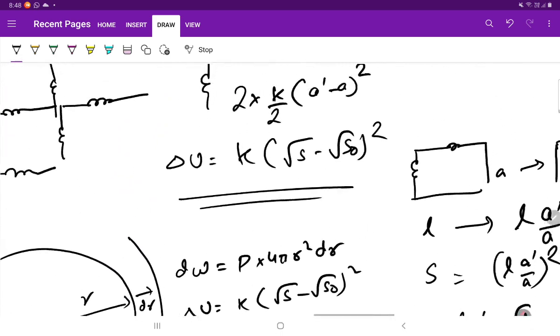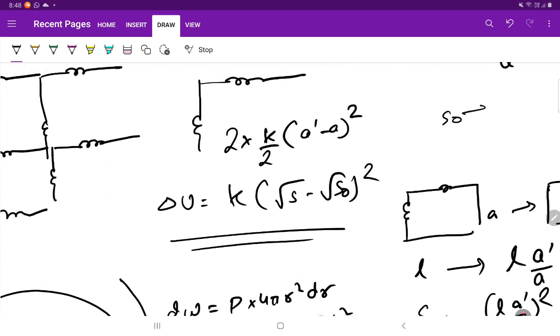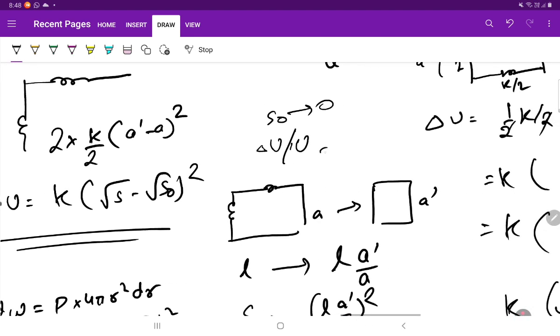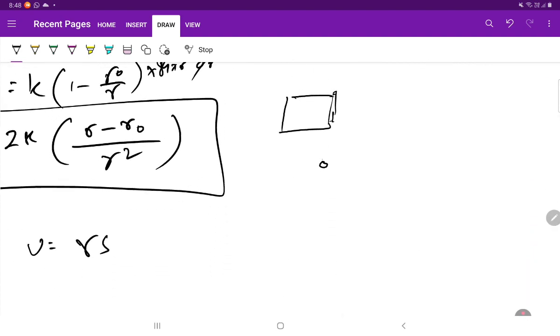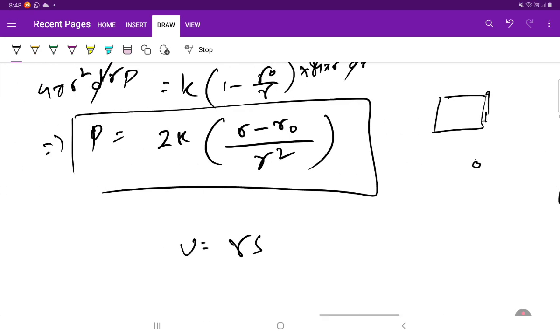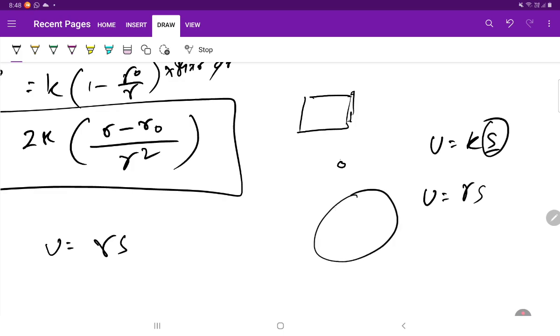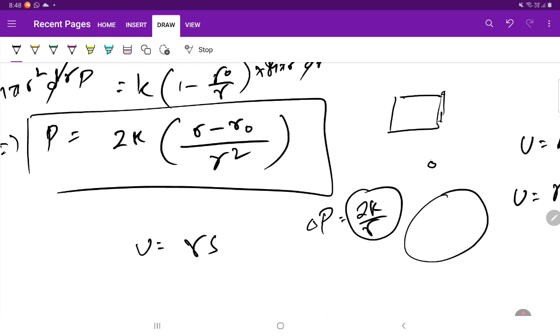In the case of a spring mesh, if you think s naught tends to 0, you can write delta U, or U only, which is Ks. For a spring mesh of negligible length, you can write U to be Ks, where S is the area and K is the spring constant. Basically, this formula is almost consistent with the surface tension model. In surface tension, we write gamma S or gamma A, but in spring, we write Ks or Ka. Similarly, in case of surface tension, we derive that inside a spherical drop, the excess pressure delta P is written as 2K by R. Now, in this case, it's 2K into R minus R naught by R square.